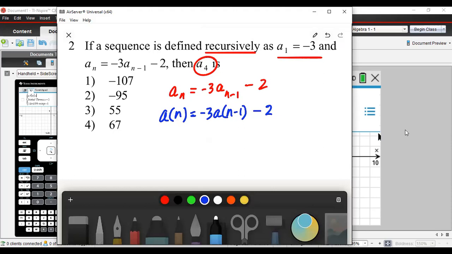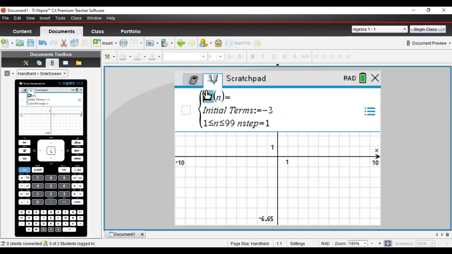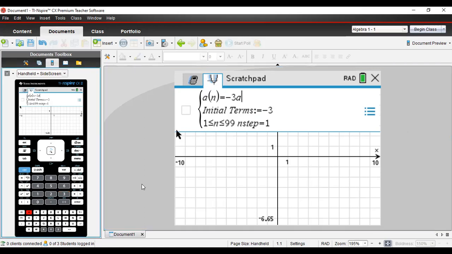I like to make the sequences look as close to the actual sequence as possible. So I change that U1 and put in an A, and then this is going to be n, and then it's going to be -3 times A, and then I'm just going to put in the parentheses part. So this is going to be parentheses n minus 1, close the parentheses, and then I subtract 2 from that.